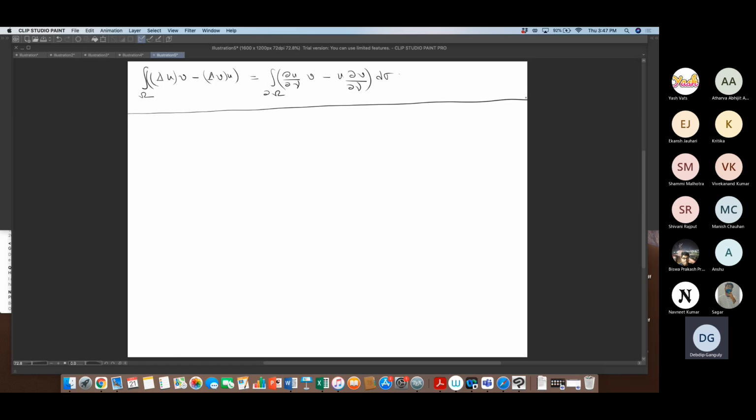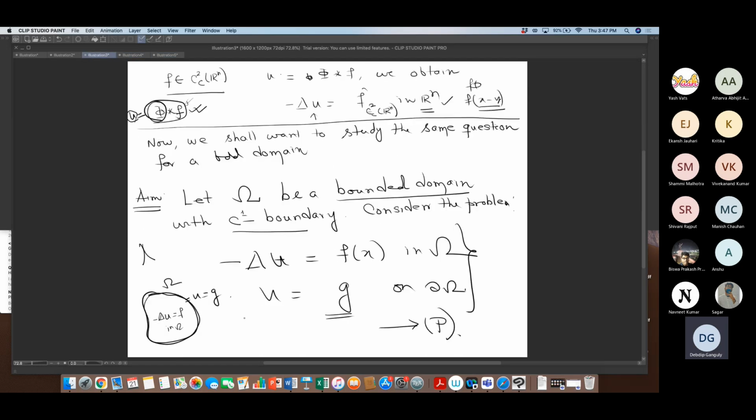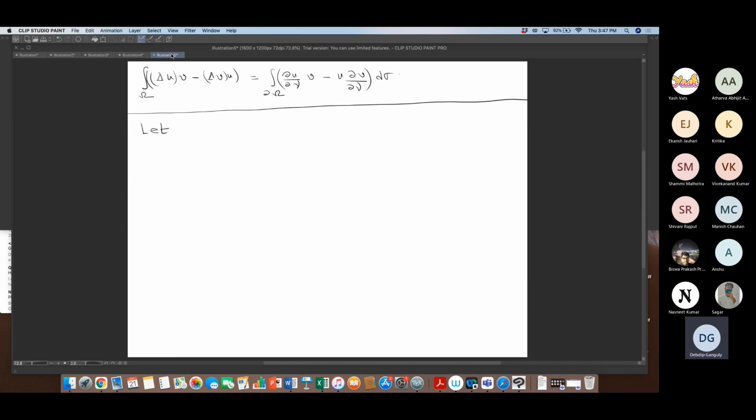Now, you understand our aim. We want to find a solution in terms of f and g. Okay, this is our aim. Let us see how we can do. Let phi be the fundamental solution. You know what is the meaning of that? The fundamental solution: for n equal to 2, it is minus 1 by 2 pi log of mod x, and otherwise it is a constant Cn times mod x to the power 2 minus n.